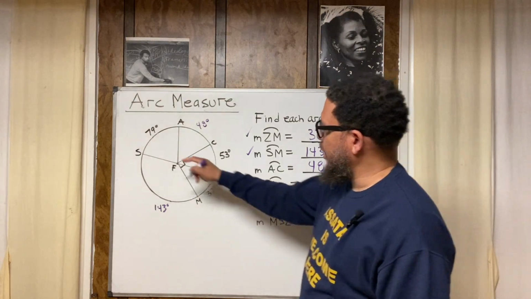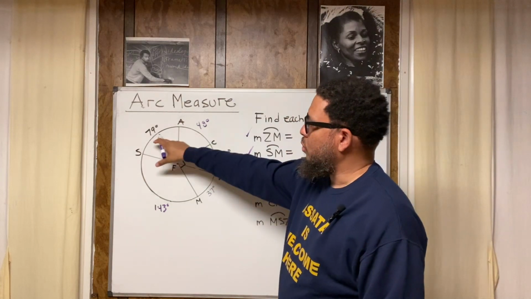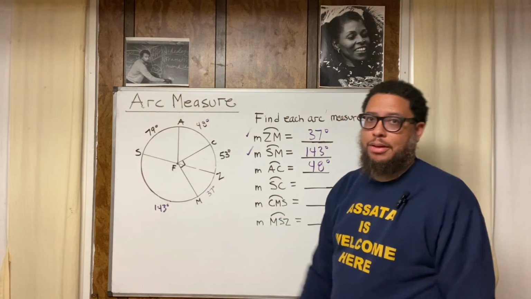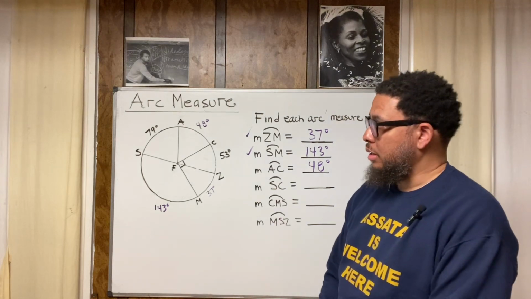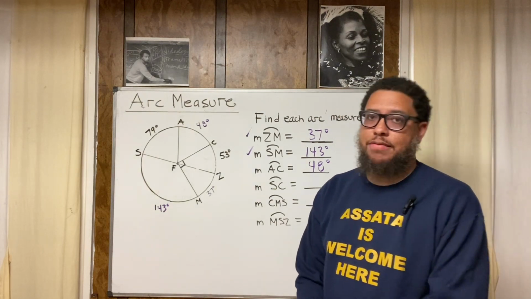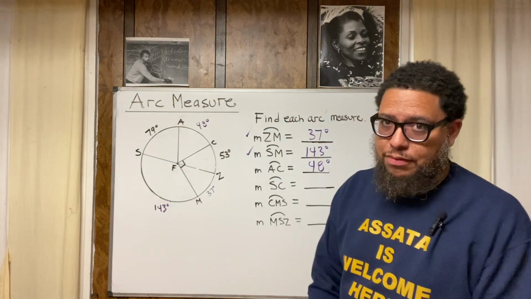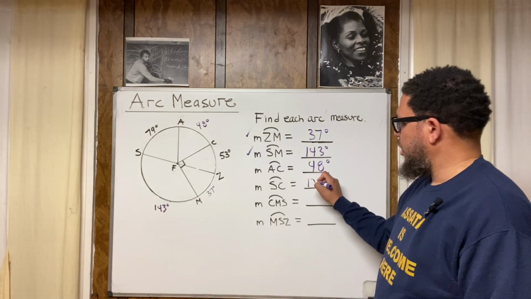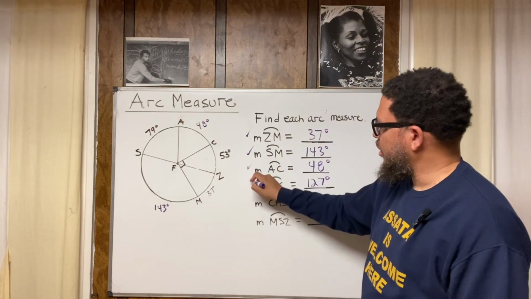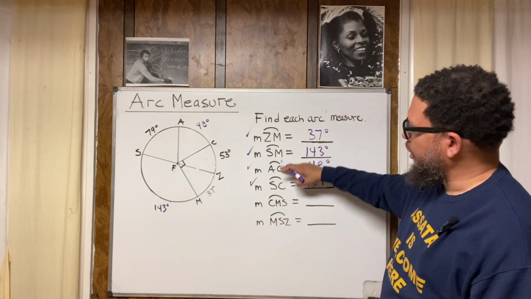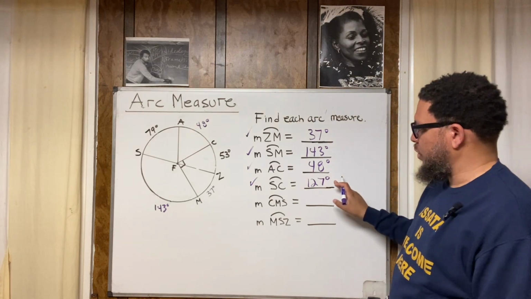All right. So SC is going to be this arc plus that arc. This arc plus that arc. What is 79 plus 48? Do some addition. What's 70 plus 40? That's 110. What's 9 plus 8? That's 17. What's 110 plus 17? 127 degrees. See? All of the minor arcs, got my check marks. All of the minor arcs have 2 letters. And they should all be less than 180: 37, 143, 48, 127.